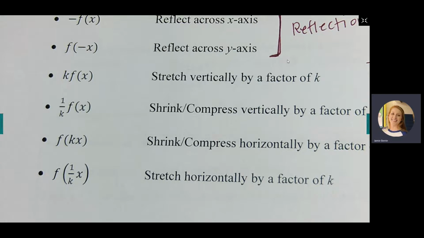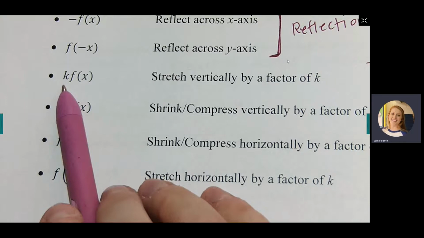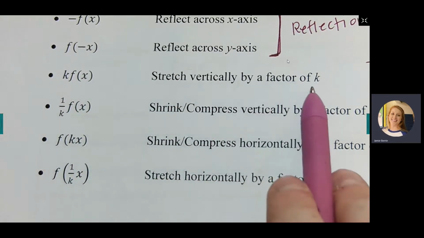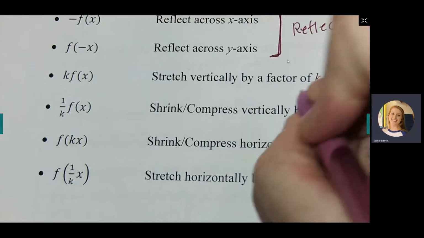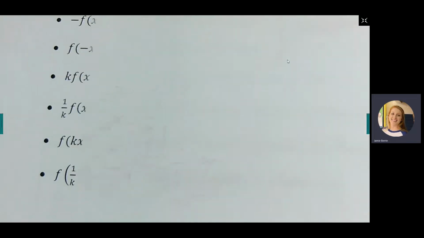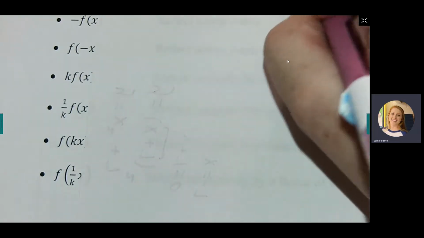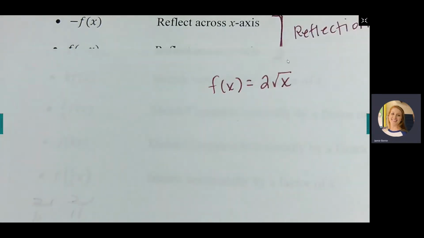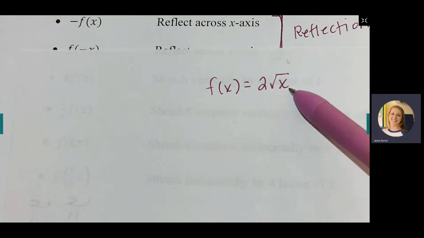So if you're multiplying by a whole number on the outside, that's this one right here, it's going to stretch it vertically by a factor of whatever that number is. So if this was something like, let's say f of x equals 2 times the square root of x. All right, so that's an example where you're multiplying by a whole number on the outside. So this would be a vertical stretch to the graph of y equals square root of x.